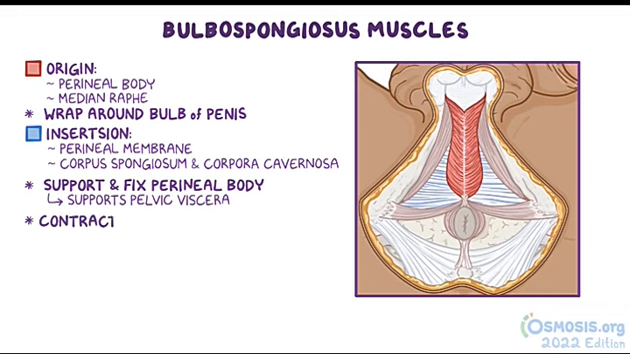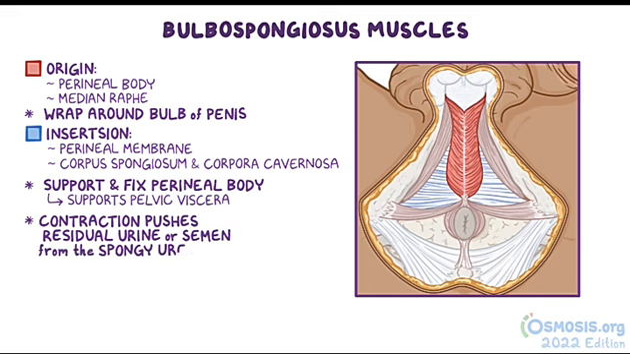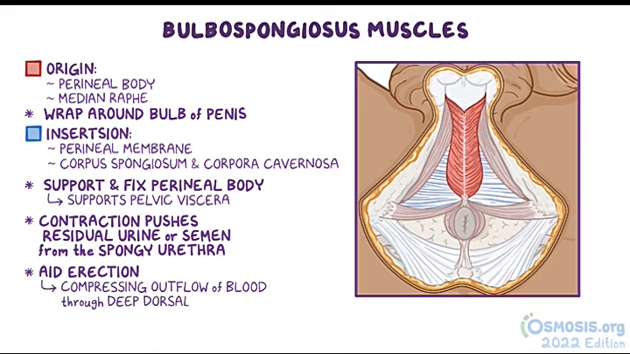These muscles also support and fix the perineal body, which, as we said, supports the pelvic viscera. The contraction of the bulbospongiosus muscles pushes the residual urine or semen from the spongy urethra. Finally, they aid in erection of the penis by compressing the outflow of blood through the deep dorsal vein of the penis and by pushing blood through the body of the penis.